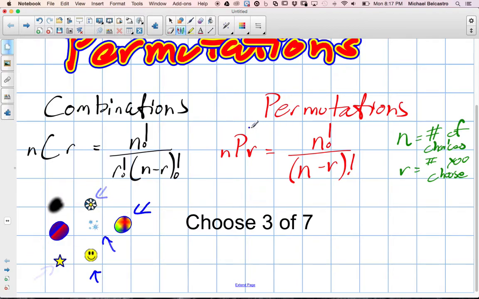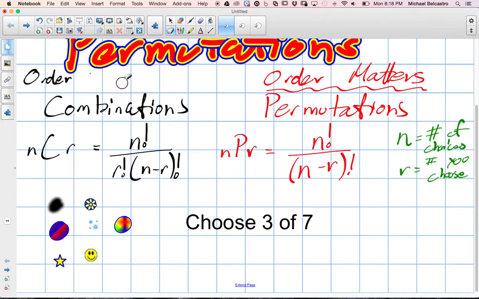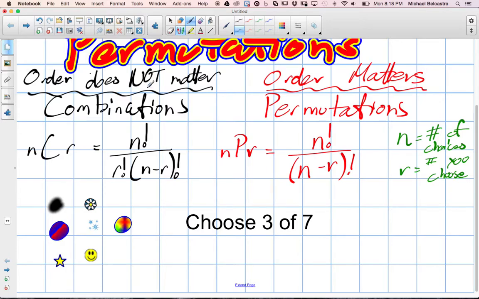The first thing we're going to do is talk about a permutation. And a permutation is where order matters. Okay, and that's important here. Order matters. That's going to be big for us. Order matters in the permutation. Order does, actually, I don't want to highlight does. I want to highlight not. Does not matter. Okay. So those are two very different ideas, where order matters and order does not matter.